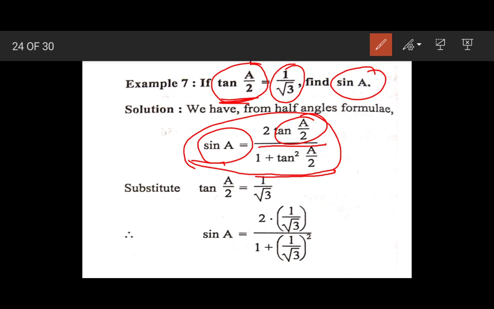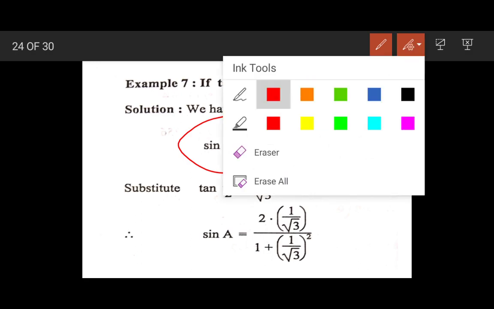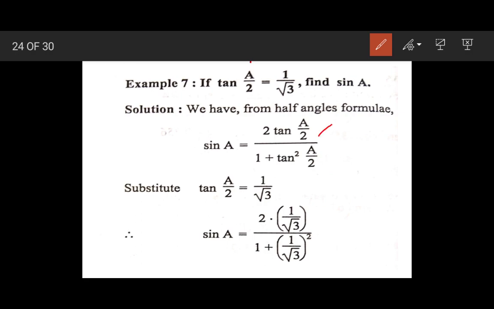Okay, so sin A is equal to 2 tan A upon 2 upon 1 plus tan square A upon 2. But tan A upon 2 is given as 1 upon root 3. So sin A will be 2 into 1 upon root 3 upon 1 plus 1 upon root 3 whole square. Okay, clear? I am simply using this relation between sin theta and tan theta upon 2. So sin theta is 2 tan theta upon 2 upon 1 plus tan square theta upon 2. Okay, then I am substituting the value of tan theta upon 2.